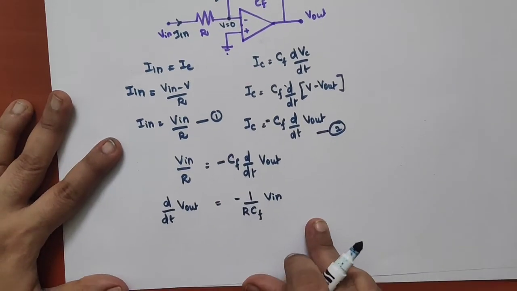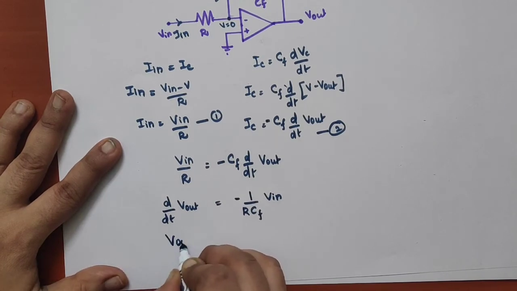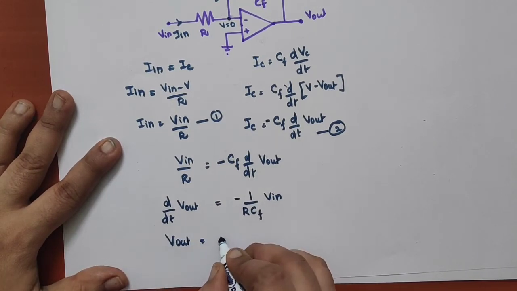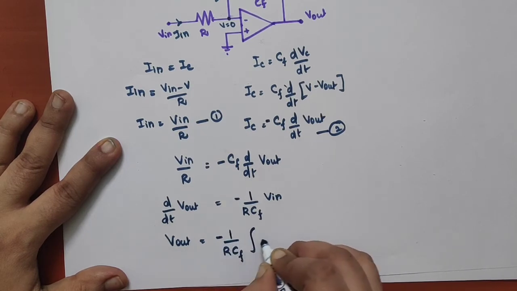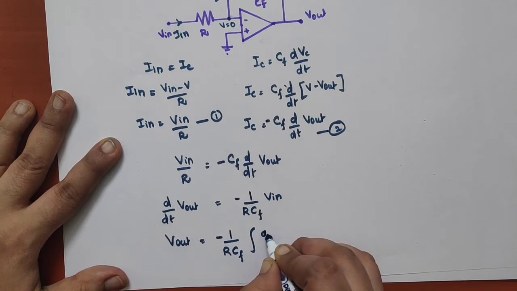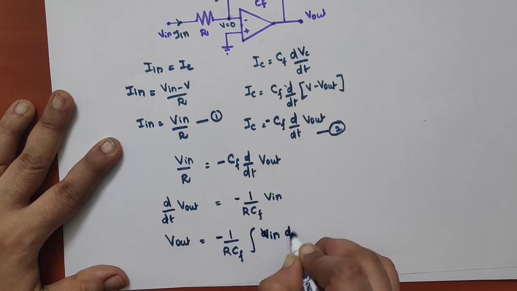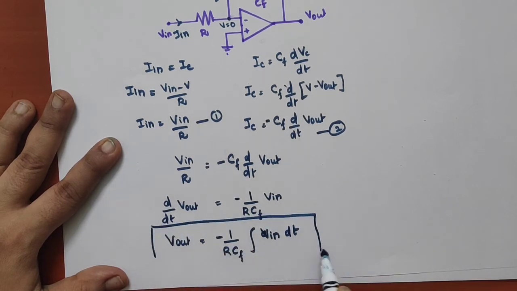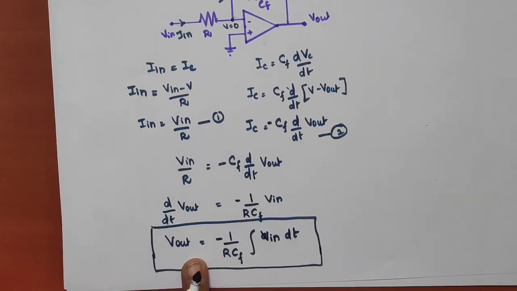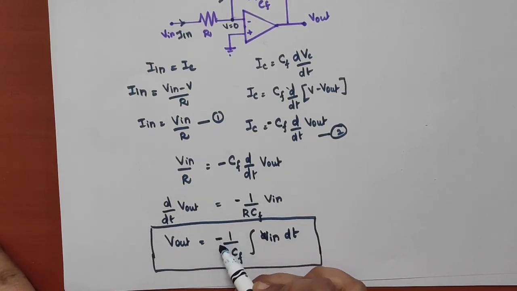Taking integration on both sides, we can write V out is equal to minus 1 by R into CF integration of V in into dt. This is the output voltage of the integrator. Here 1 by RCF is the time constant of the integrator. Here the negative sign indicates the phase shift between input and output.